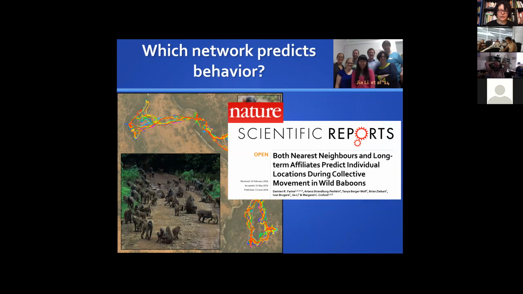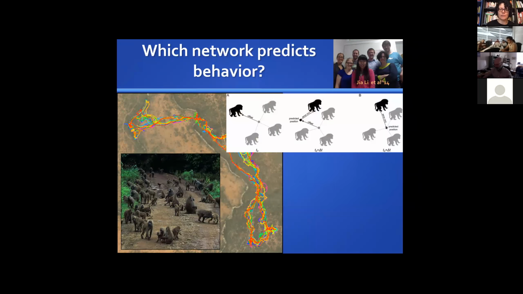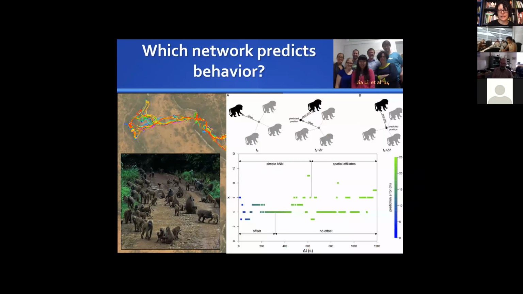And it turns out that both nearest neighbors and long-term affiliates predict the individual's location, and it depends on the time scale at which we're trying to predict. So if we're trying to predict really just a couple of minutes into the future, it's the immediate neighbors of the individual that are the most predictive of its location, versus if we're talking a little bit longer term, it's the most frequent interactions. It's the friends, essentially, of that individual that are most predictive. And it's not shockingly surprising. What's interesting is a couple of things.